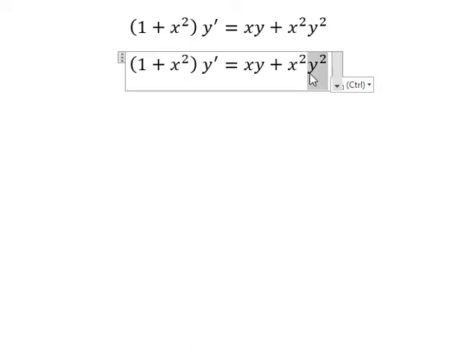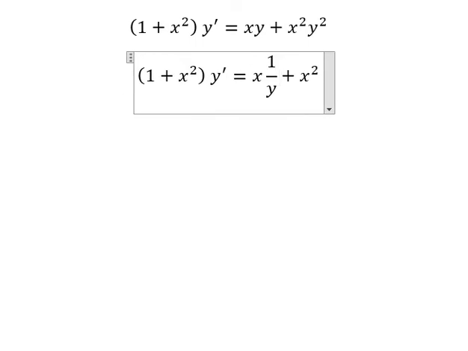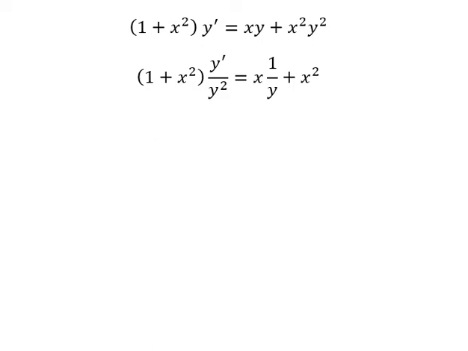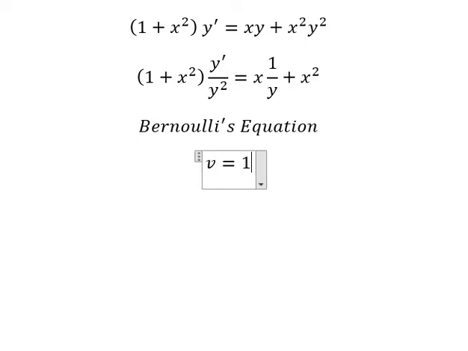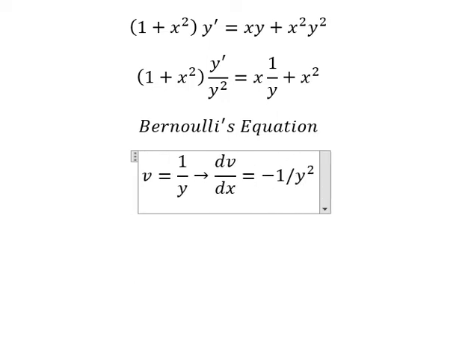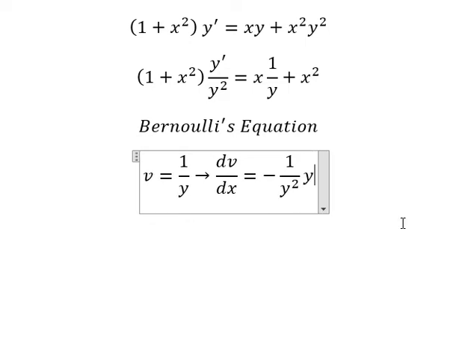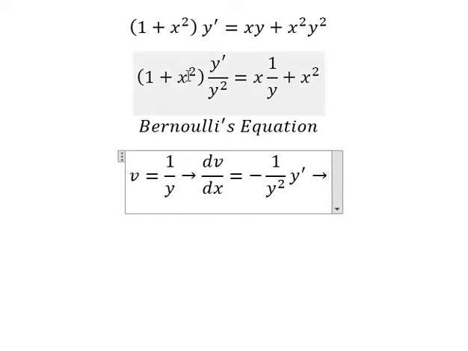We need to divide both sides by y squared. Next, this is about the Bernoulli equation. So I will put v equals 1 over y. If we first take the derivative of both sides, we have negative 1 over y squared dy over dx, and this is the first derivative of y. We see that we don't have the negative sign in here, so I will move the negative to the left.